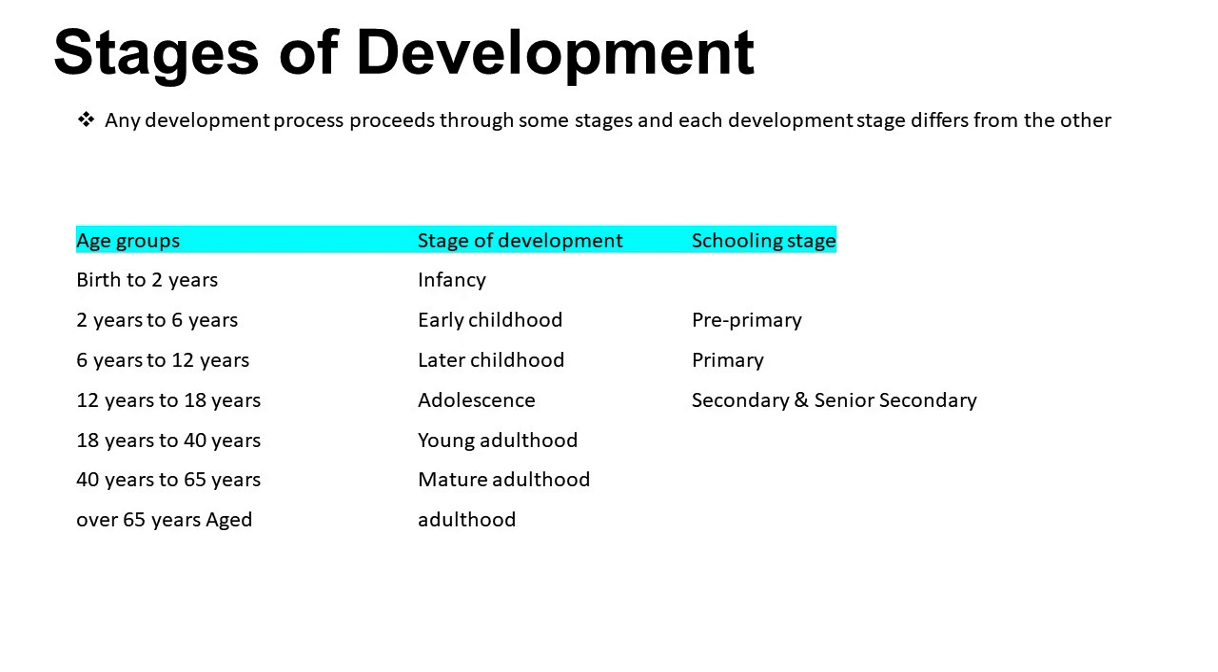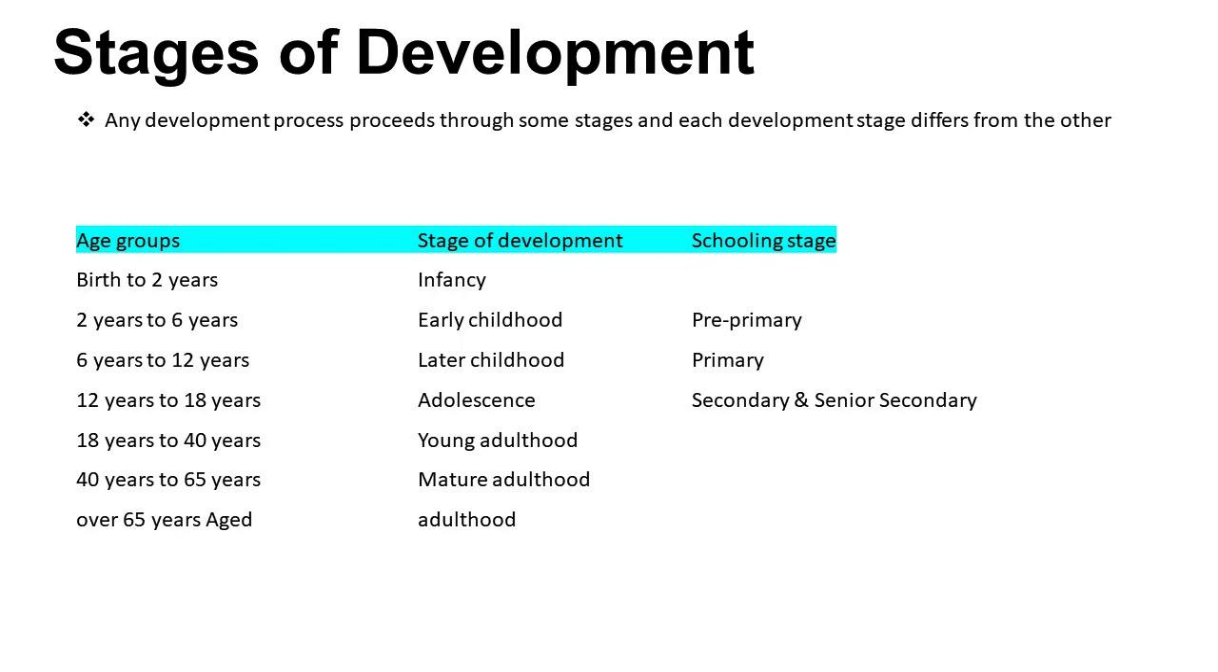Age group birth to 2 years, stage of development is infancy. Age group 2 years to 6 years, stage of development is early childhood. Age group 6 years to 12 years, stage of development is later childhood. Age group 12 years to 18 years, stage of development is adolescence.